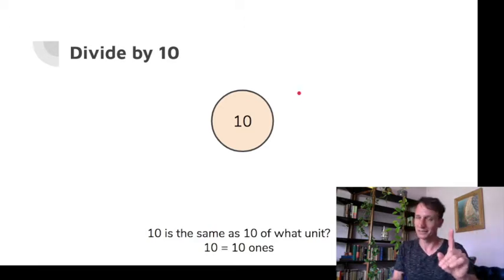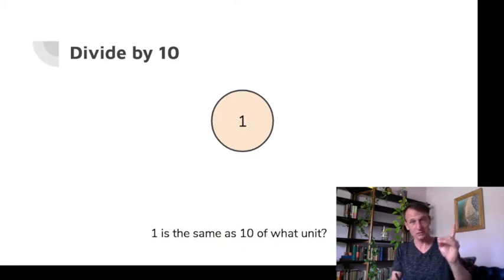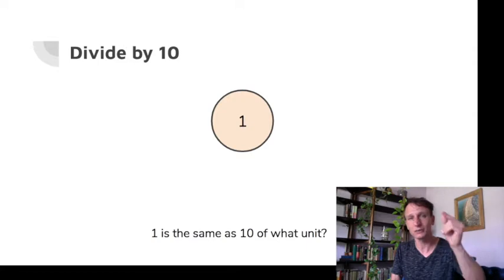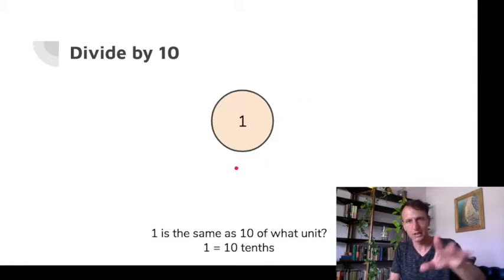Now, you know it always gets more interesting. Here we go. Now 1, regular old 1, just 1. 1 is the same as 10 of what unit? 10 whats make 1? Well, stop and think about money again. 10 whats make $1? 10 dimes make $1. And in decimals, you'd write a dime as a tenth of $1. So that is to say 1 equals 10 tenths.